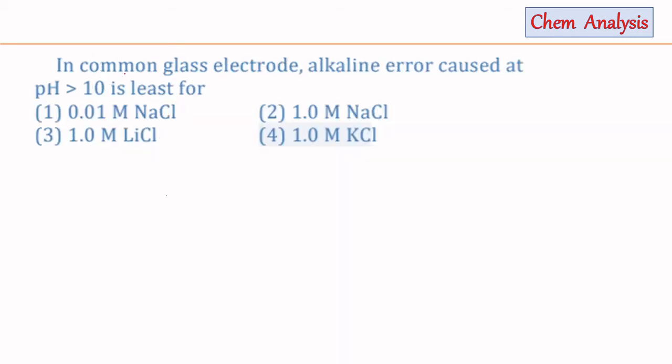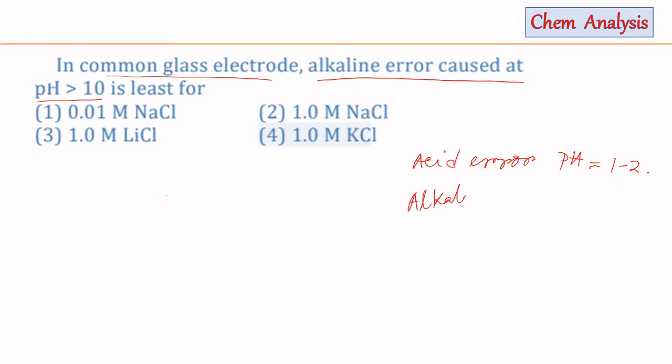In the next question, this is a new type of question. It is asked that in a common glass electrode, the alkaline error that is caused at pH greater than 10 is least for which solution? Generally, in case of a glass electrode, two types of error occur. One is the acid error that occurs when pH is near about 1 to 2, and another is the alkaline error that occurs when pH is equal to 10 to 11 or 9 to 11.